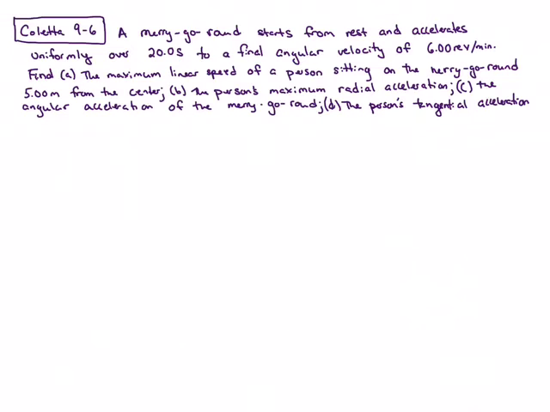In this example, I'm going to do Colletta 9-6, and this is all about a merry-go-round that starts from rest and accelerates uniformly over 20 seconds to a final angular velocity of 6 revolutions per minute. There's a lot of things we'd like to find: the maximum linear speed of a person sitting on the merry-go-round, the person's maximum radial acceleration, the angular acceleration of the merry-go-round, and the person's tangential acceleration. All right, let's take this step by step, starting with A.